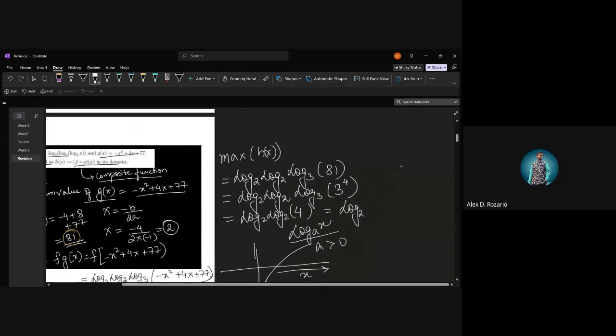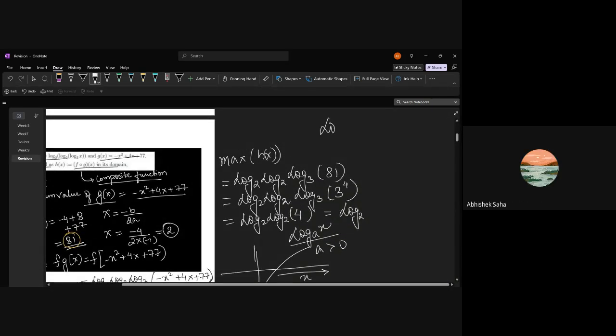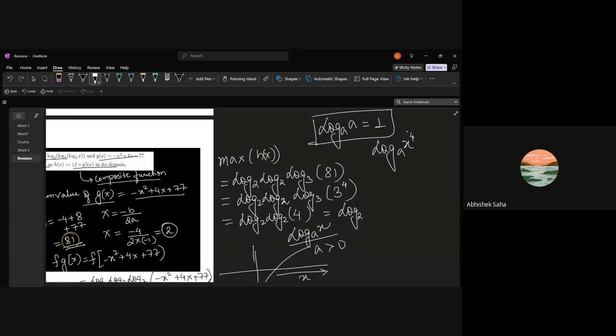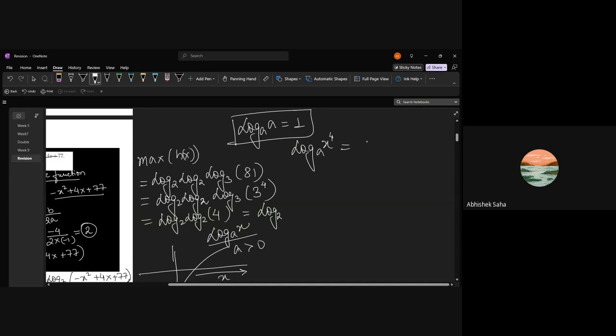Now log base 3 of 3 to the power 4 is 4, using the concept that log of a to the base a is 1, so 1 is the answer. Here also the answer is 1, right? And log of a to the power x is x times log of a, so suppose it is written like this, we can write 4 log of a.